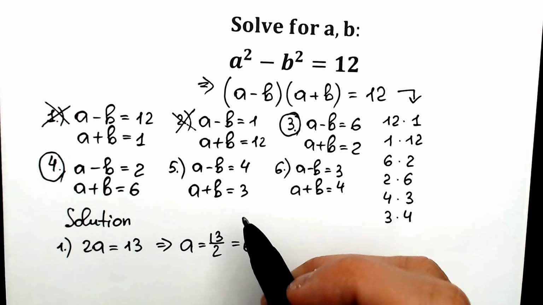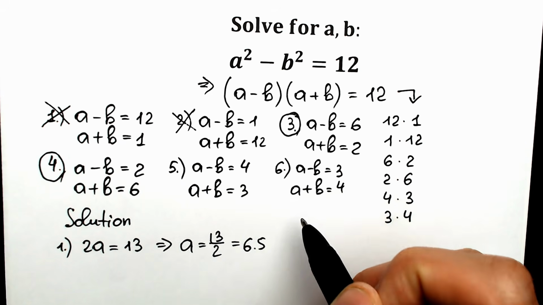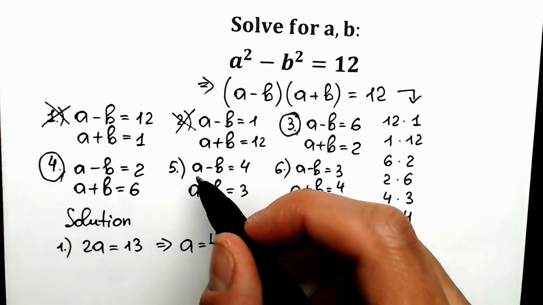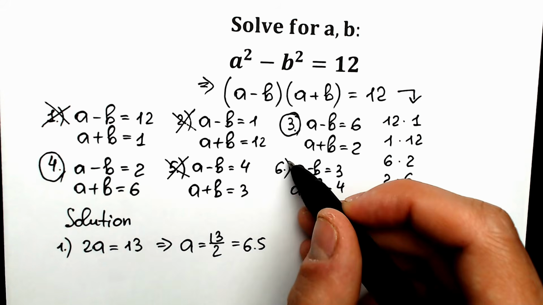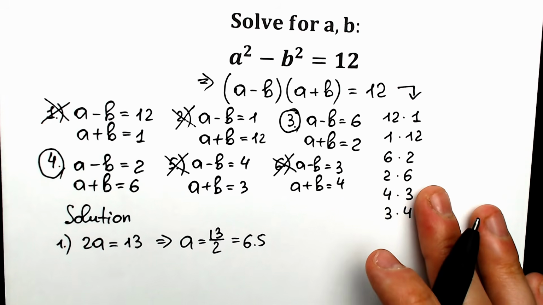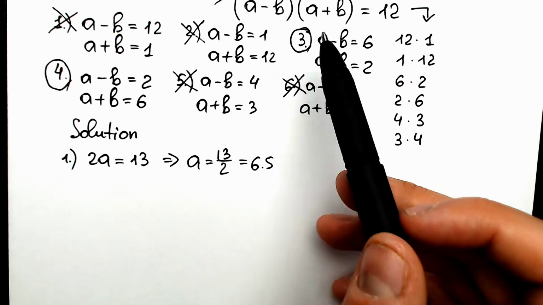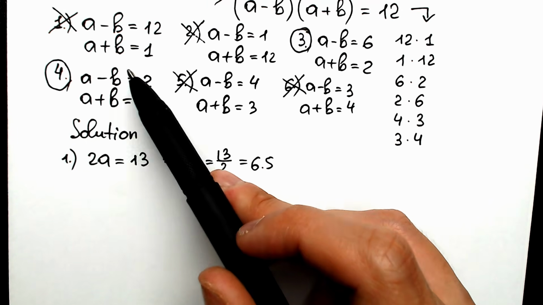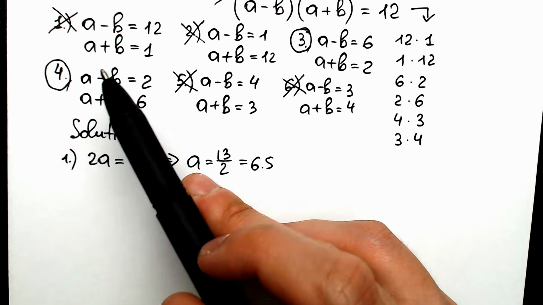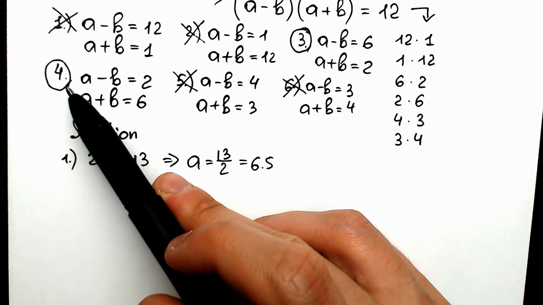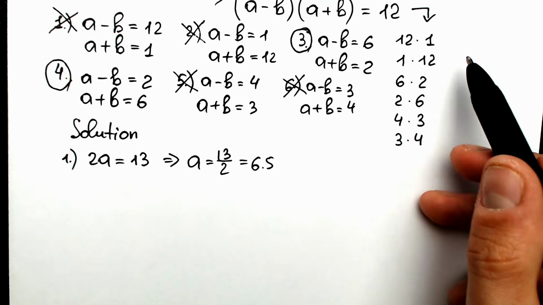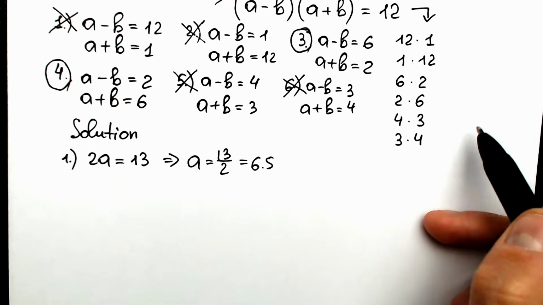And what about these 4, 3, 3, 4? We have 7 on the right side, so basically we can get rid of this pair. I hope you understand that we're interested only in two cases. We have 6, 2, and we have 2, 6. So we have the third system of equations and the fourth system of equations. But as I said before, for a few seconds we forget about the negative parts.